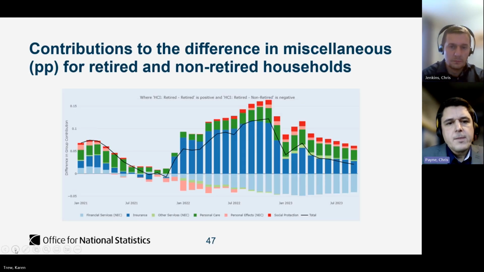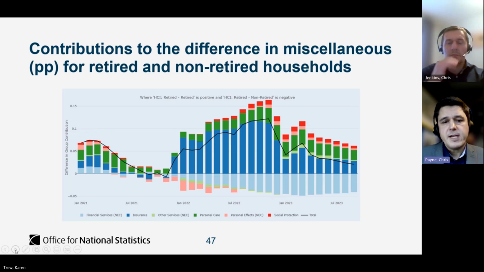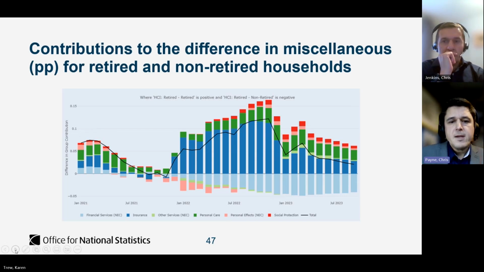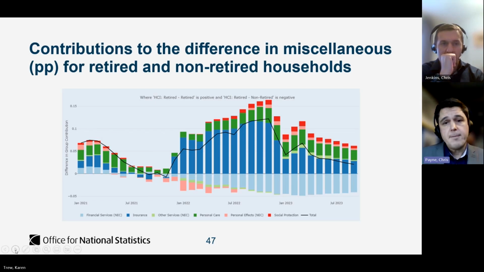Thank you. We do also include other forms of interest in the HCIs. The previous chart showed mortgage interest payments, but we also include interest on loans, overdrafts, credit cards, that kind of thing. They're included in the miscellaneous goods and services category, which is having a much smaller impact on the difference between inflation for retired and non-retired households.